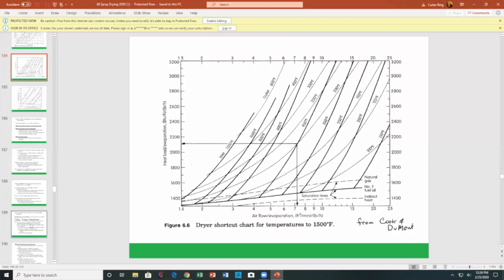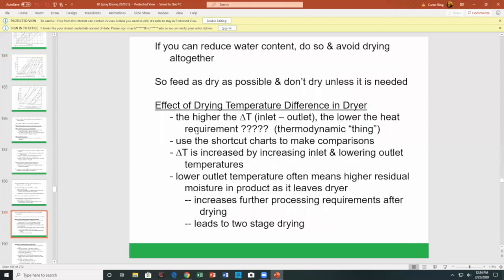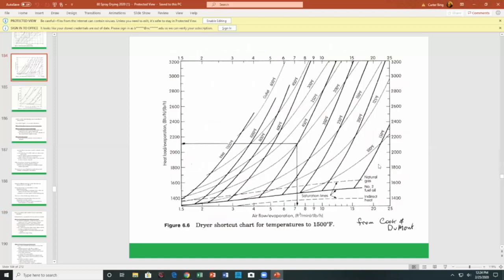I always like to check things to make sure they are true. It's supposed to give you a lower heat requirement. Let's see if that's true. Going back through here, I have heat load for evaporation rate. So I'm going from here to there with increasing delta T. And it looks like my heat load's increasing.